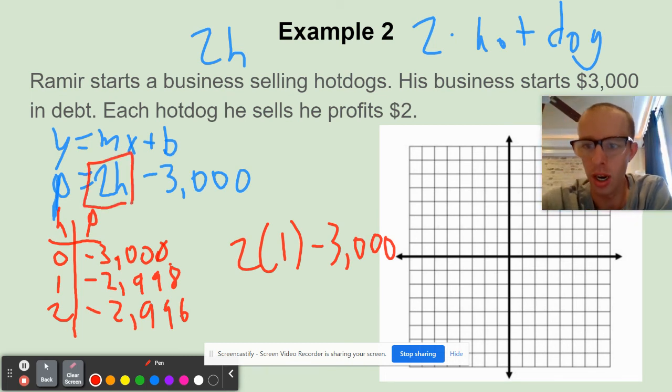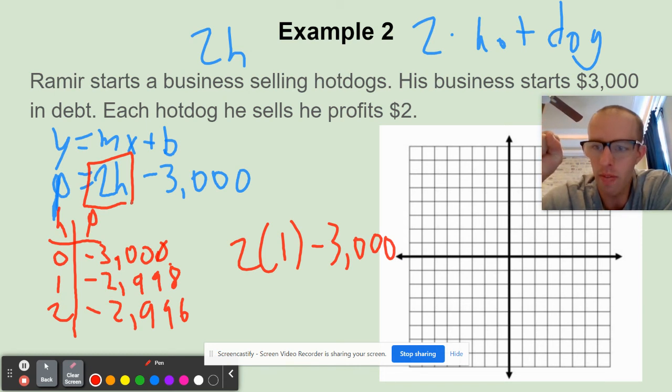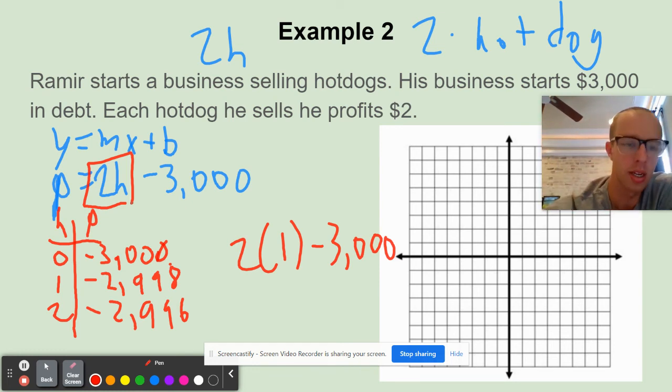So now I have a table here. I could even fill in some other parts of the table. Like, if he sells 1,500 hot dogs, then he'll break even. He'll be at $0 in profit. He won't be in the negatives anymore. That's called a break-even point in business when you've made $0. And then every hot dog he sells after that, he'd be earning a profit. The graph's going to be pretty tough for this one.